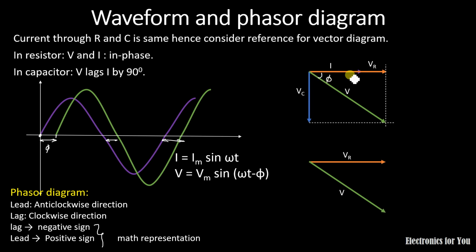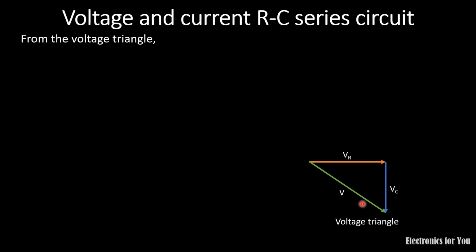Now this same diagram can be redrawn like this. This is VR and this is the overall voltage V. If we replace this vector for the capacitor to this position, we will get a diagram like this, and this is called the voltage triangle because all the sides indicate the voltage across the resistor, the voltage across the capacitor, and the total voltage. So using this voltage triangle we can calculate the voltage.